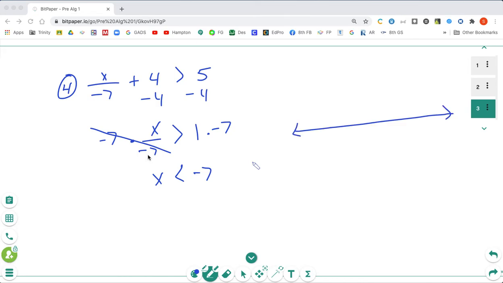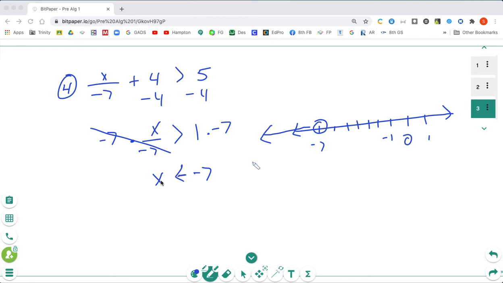So we're going to go ahead and put our 0, our 1, our -1, 2, 3, 4, 5, 6, 7. This is not a solid line, so it's an open circle. And then we're going to draw our arrow. And notice that if our variable is written first, our arrow will be going in the same direction.